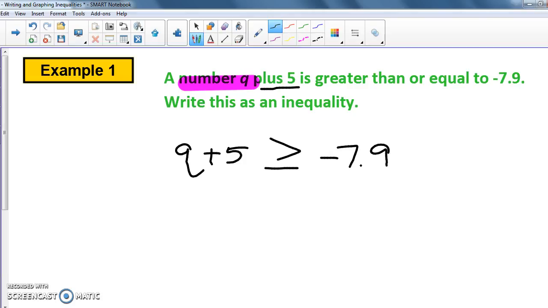Now, if it said to solve it, you would go ahead and solve it also, but this one doesn't say to solve it. You just have to write it. Okay, so all we did was we took the words from the problem and copied them into a mathematical expression right here. Okay, make sure you have that written down as well.